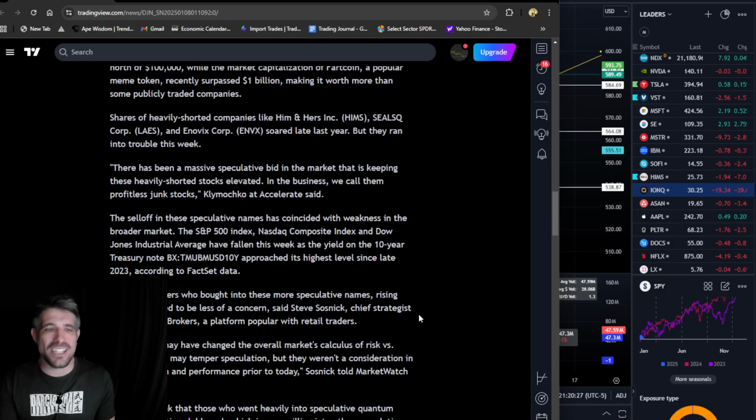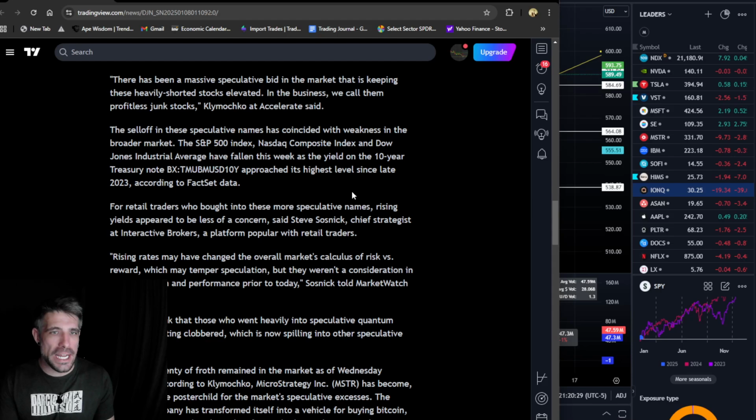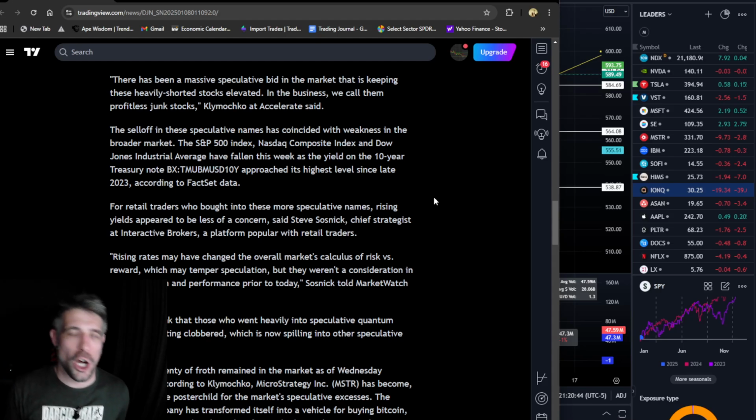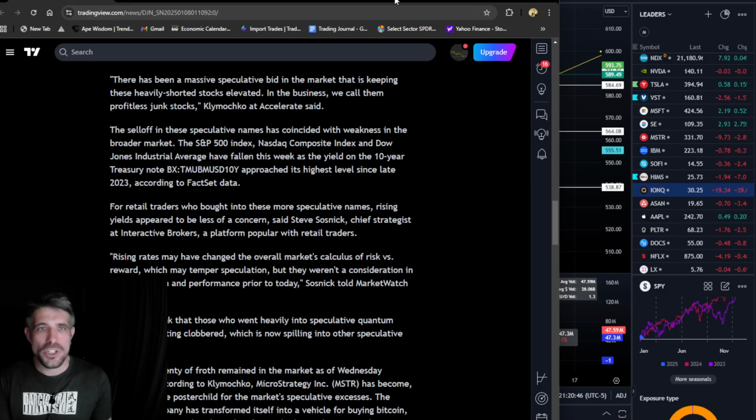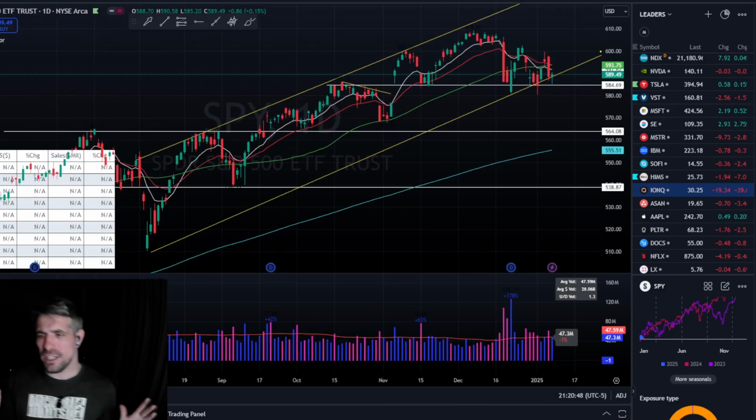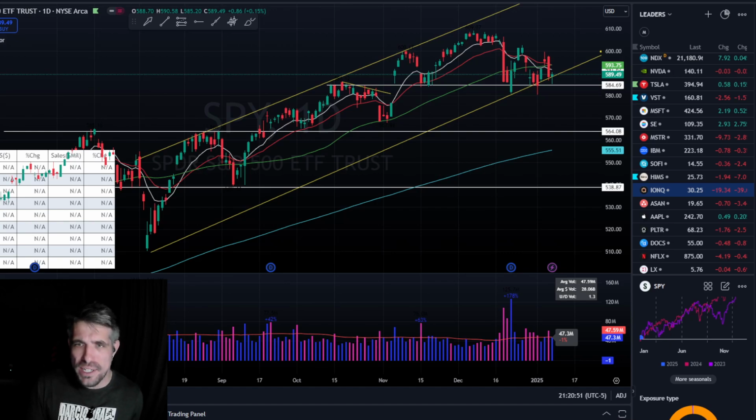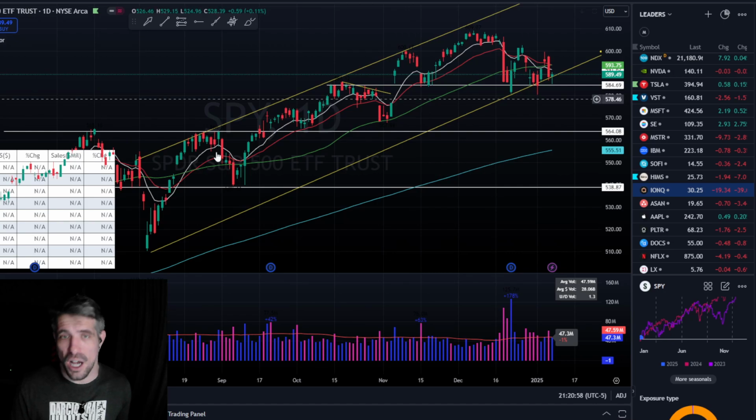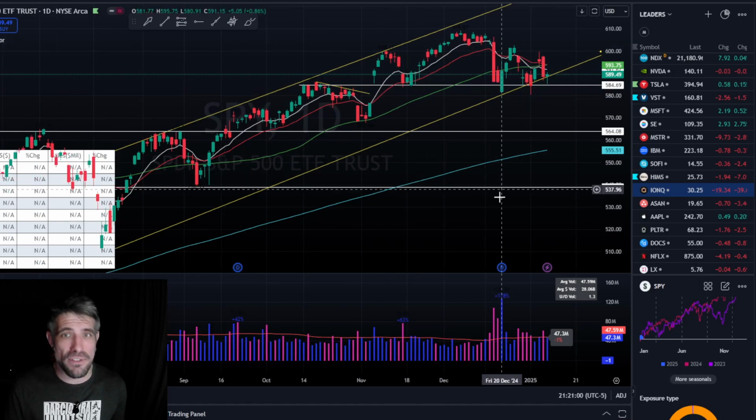There has been a massive speculation bid in the market that is keeping these heavily shorted stocks elevated in the business. We call them profitless junk stocks. The sell-off of these speculative names coincides with the weakness in the broader market, just as I was talking to you earlier about the S&P 500. So with all of this speculation, folks, with all of these new retail traders and the institutional ownership actually seeing this happen, we're getting a huge influx of volatility, and you can see it in the overall S&P 500.